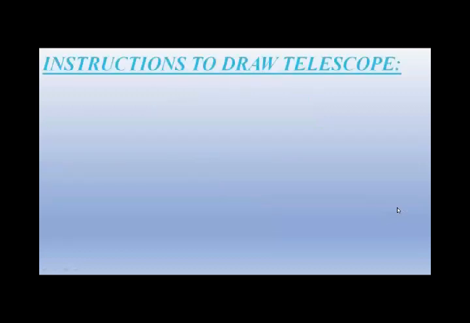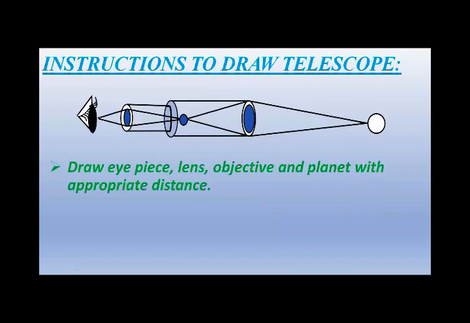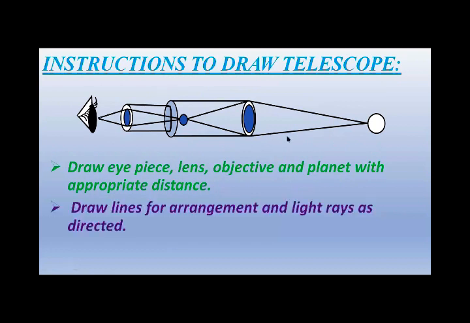So we will move towards the construction steps for drawing the telescope. You will draw the eyepiece lens, the objective lens, and the planet. You will draw the planet at an appropriate distance, so you will also check the distance. If you want to change the distance, you can easily redo it; a maximum of 5 to 10 centimeters you can change. The next step is to draw lines for the arrangement and light rays as directed, to show the arrangement of the light rays.